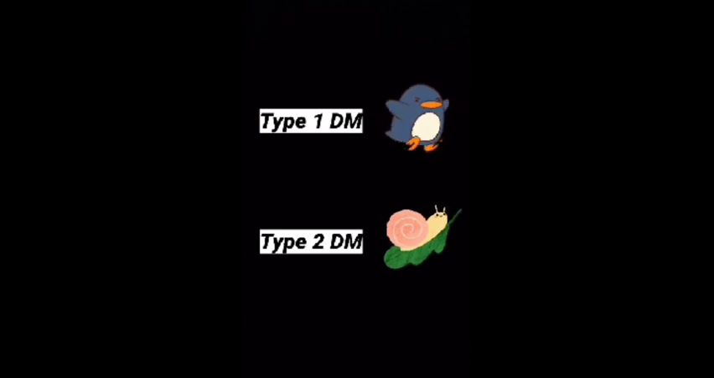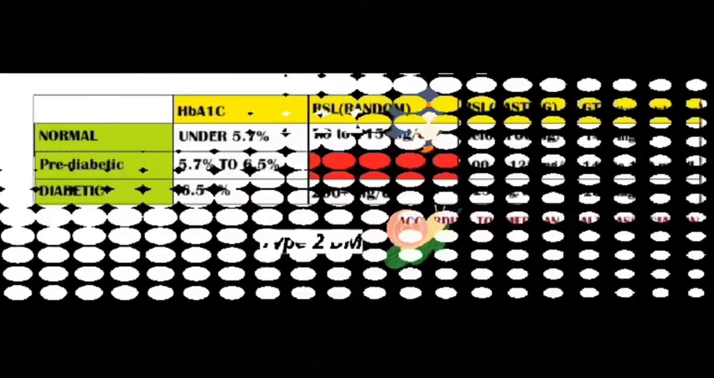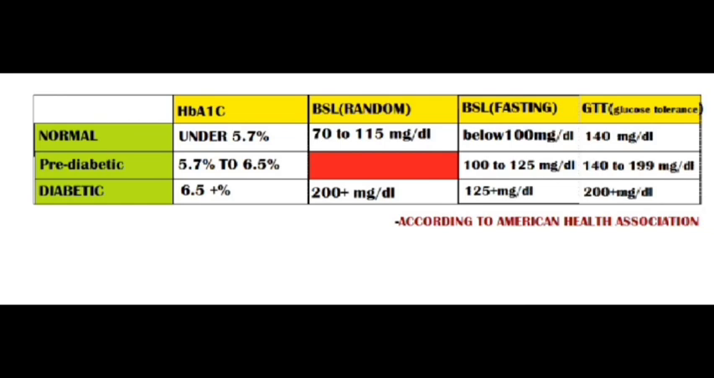This one was based on symptoms. Now let's see about diagnostic tests, which we usually do: glycated hemoglobin test, BSL random, BSL fasting and glucose tolerance test. Normally HbA1c, that is glycated hemoglobin test, is below 5.7%. If it is between 5.7 to 6.5, it is called pre-diabetic, that is chances of diabetes in future. And if it is above 6.5, the patient is diagnosed as diabetic.